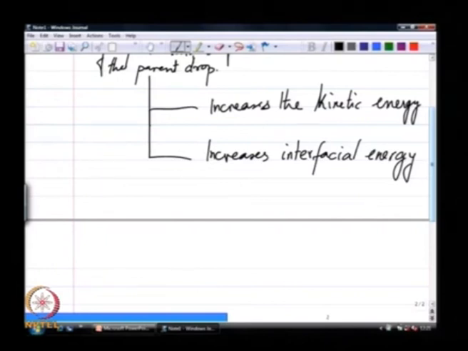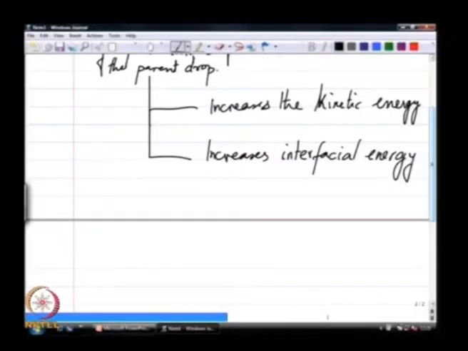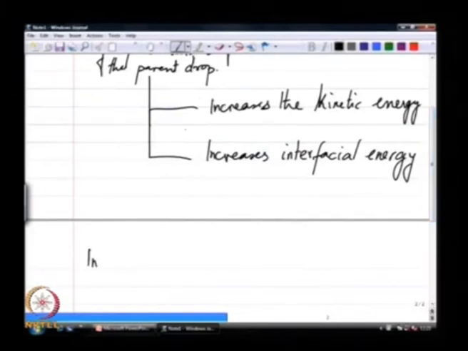So, we need to understand why it does this and why the increase in kinetic energy is usually much higher than the increase in the interfacial energy. Okay, we will look at these two reasons today. In a typical spray, so we are now looking at the mechanics of a typical spray nozzle.